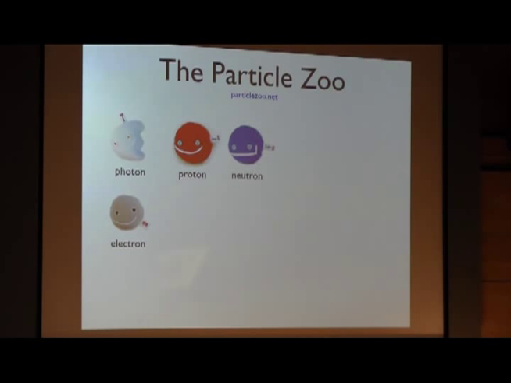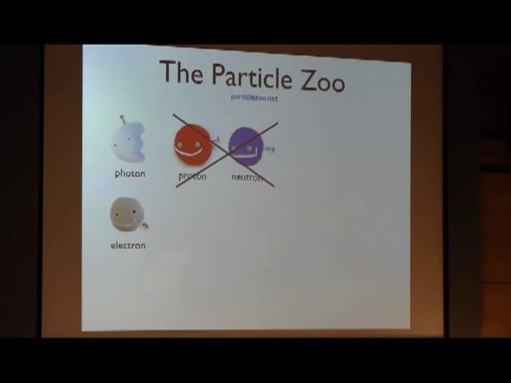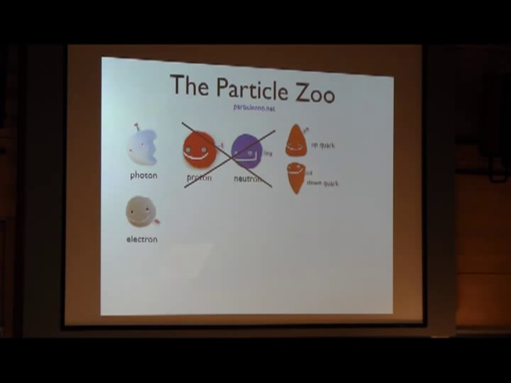It turns out that protons and neutrons are not fundamental particles, though. They're made up of other particles. And the particles that they're made up of are quarks. We say that protons are made of up and down quarks. Those up and down quarks are held together with gluons. So you can think about inside a proton, there are quarks and gluons all bouncing around in there, holding it together.